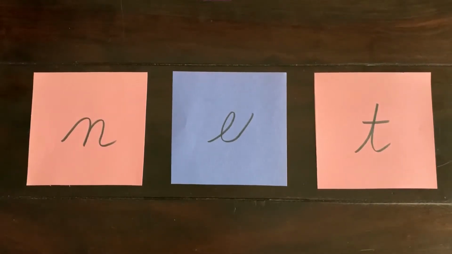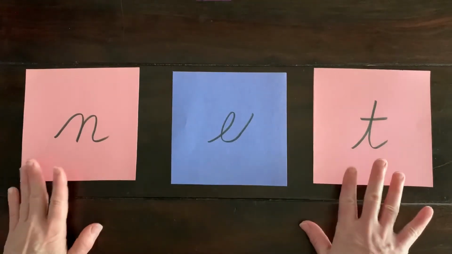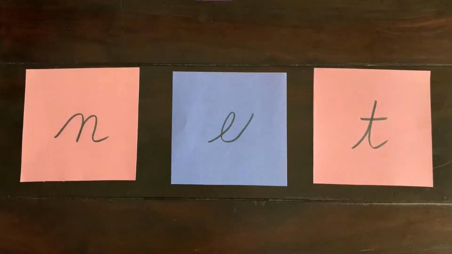Today I'd like to show you a Montessori 3-period lesson. I'm going to demonstrate using these homemade sandpaper letters that I've made. And the first step in the 3-period lesson is to name what you're trying to tell the child.